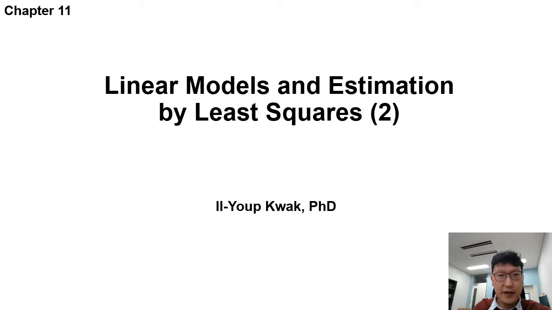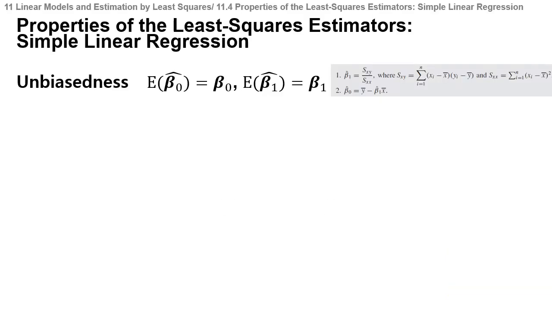Okay, today we will move on to linear models and estimation by least squares, part 2. Chapter 11.4 is properties of the least squares estimators for the simple linear regression case. The first one we'd like to prove is unbiasedness.